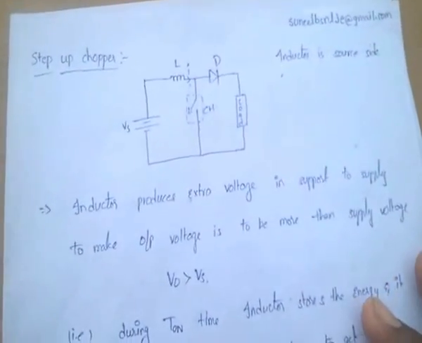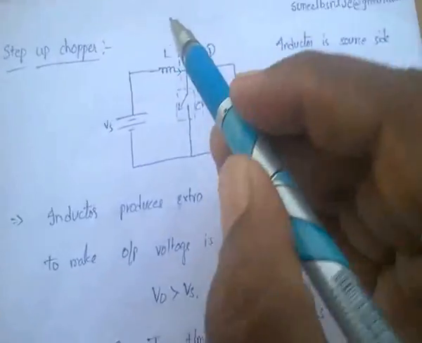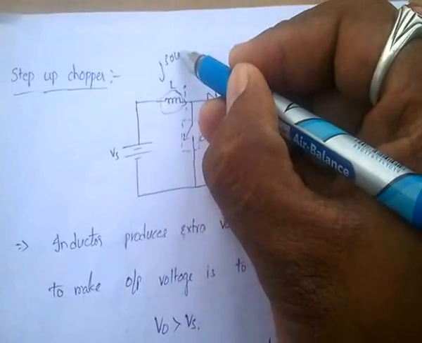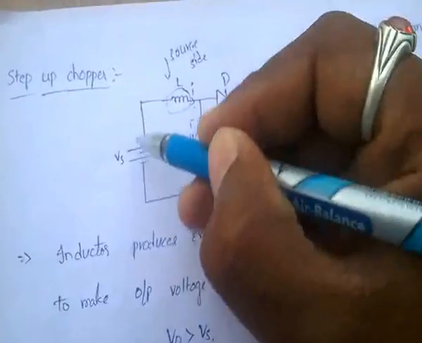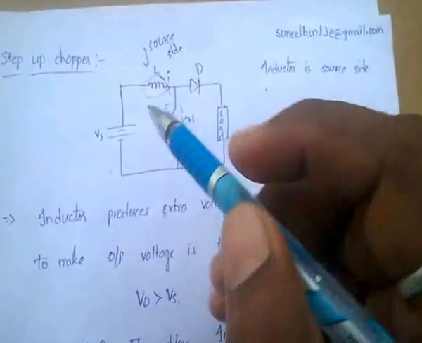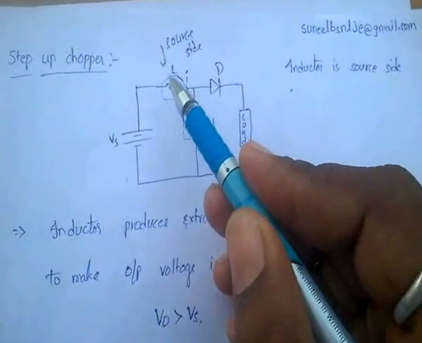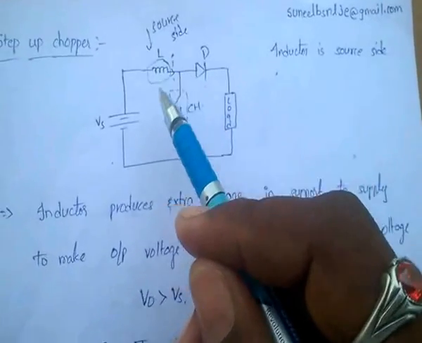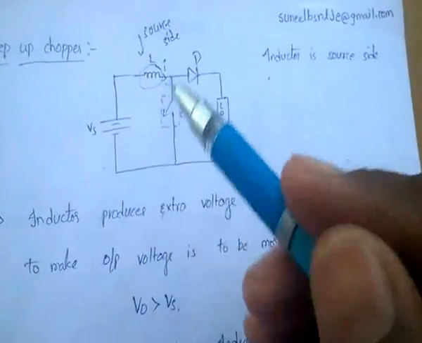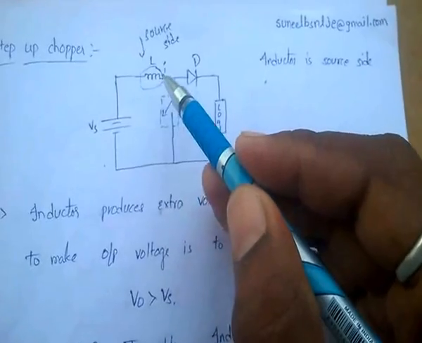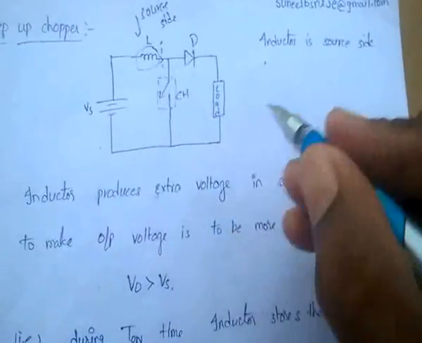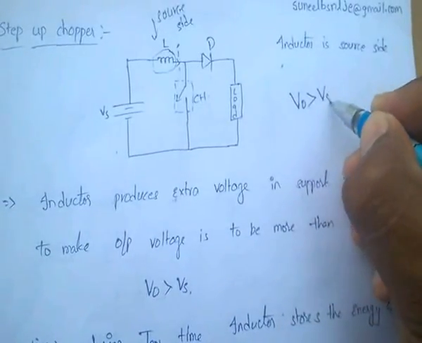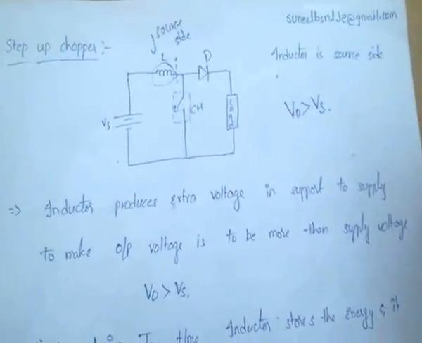Next one, step up chopper. Here the inductor is connected to the source side. This inductor produces an extra voltage to make the output voltage greater than the input voltage. Here the output voltage is greater than the input voltage. It is a step up chopper.